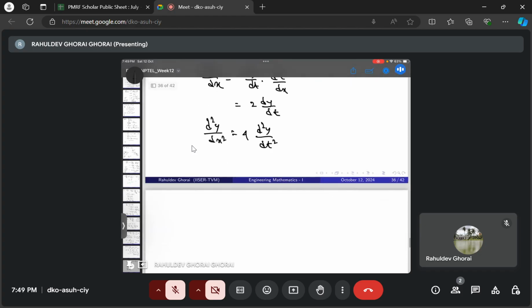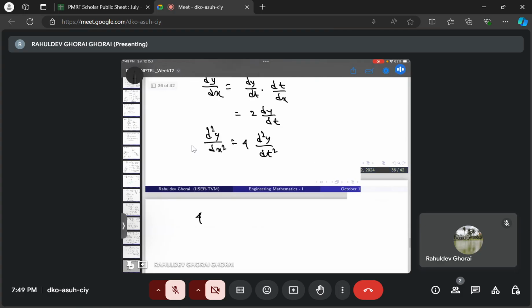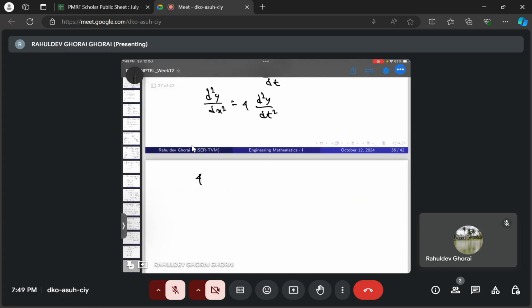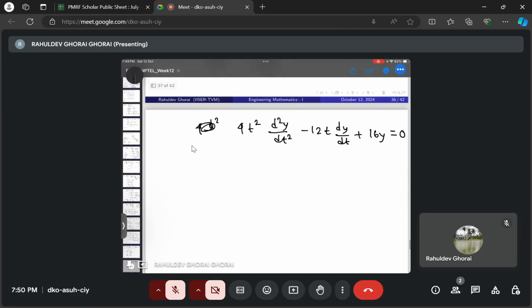So then if you substitute all these things, the given differential equation will change to 4 times t squared times d2y dt2 minus 12 times t times dy dt plus 16y is equal to 0. It's changed to this. So now you put t is equal to e to the power z.